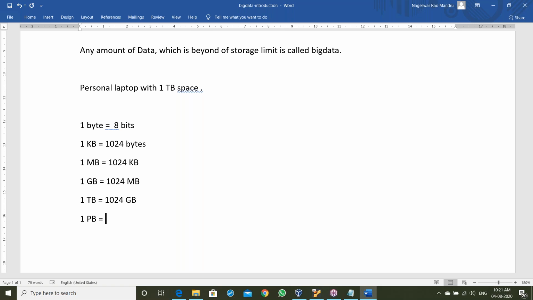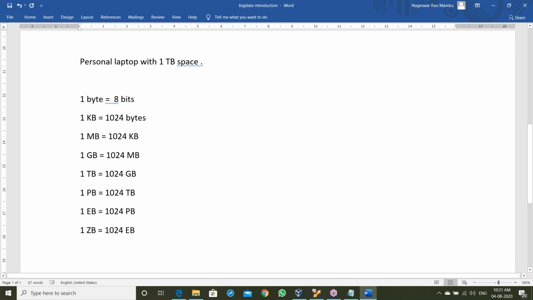1 petabyte is equal to 1024 terabytes. After petabyte, next is exabytes. 1 exabyte equals 1024 petabytes. After exabyte, next is zettabytes. 1 zettabyte is equal to 1024 exabytes. So we have bytes, kilobytes, megabytes, gigabytes, terabytes, petabytes, exabytes, and zettabytes.